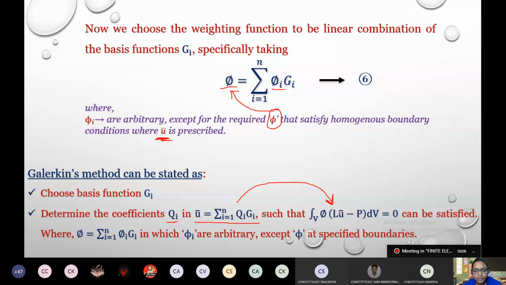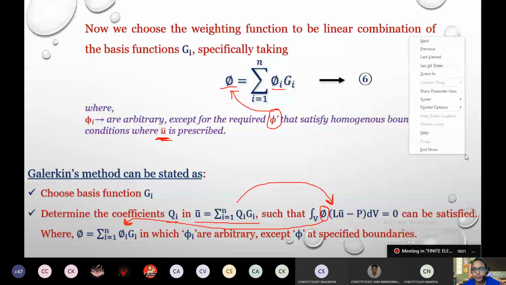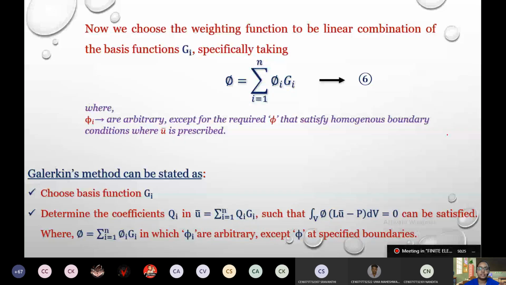In our integral form, we have the weighting function. What is that weighting function? It is similar to the basis function of u bar. That is what the Galerkin method is. These 2 steps given in the slide are the complete Galerkin methodology.